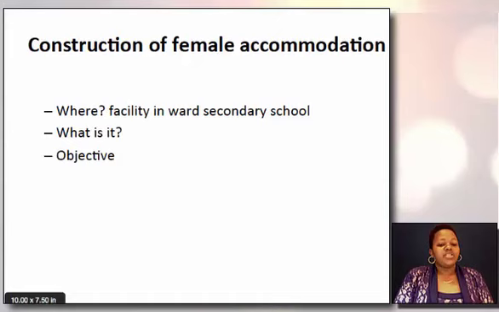So the main objective here is to analyze the extent of power difference between different stakeholders who can either support our policy or oppose our policy. And the policy we are considering here today is the construction of female accommodation.